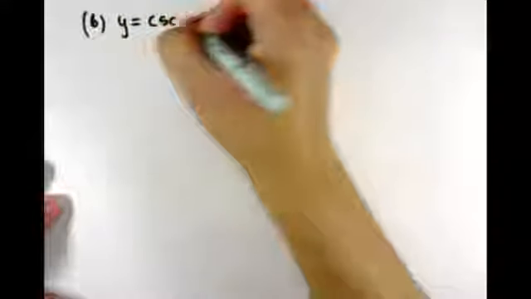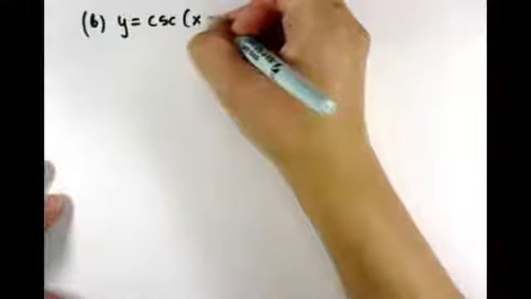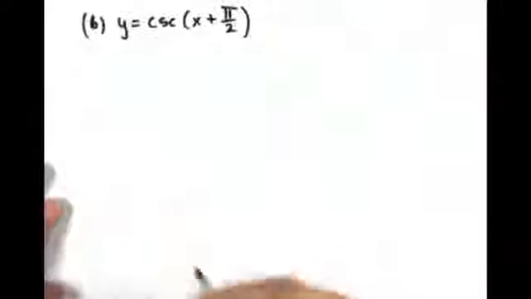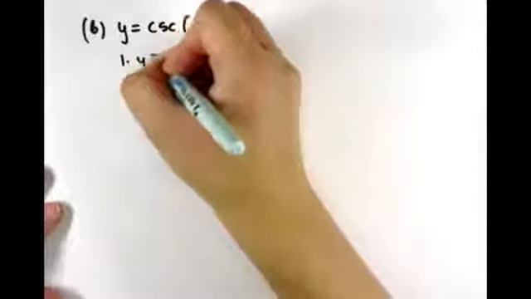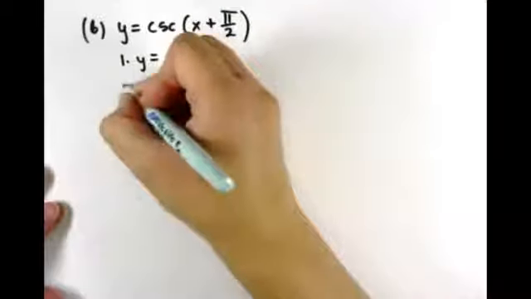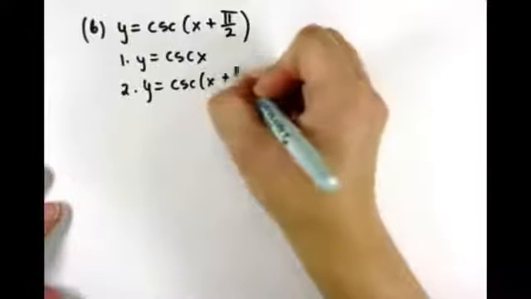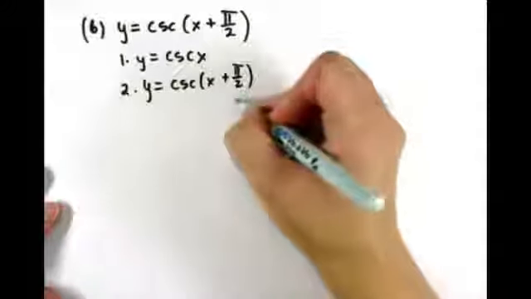Now we have example 2. We would like to draw the graph B, y is equal to cosecant of x plus pi over 2. So first we will start with y is equal to cosecant x, and then number 2, y is equal to cosecant of x plus pi over 2, positive, so we are moving pi over 2 to the left.